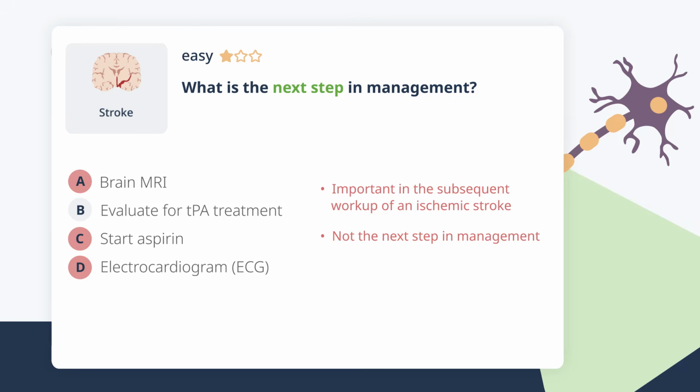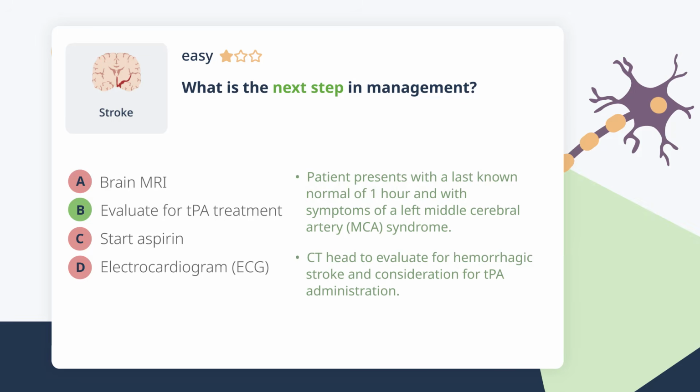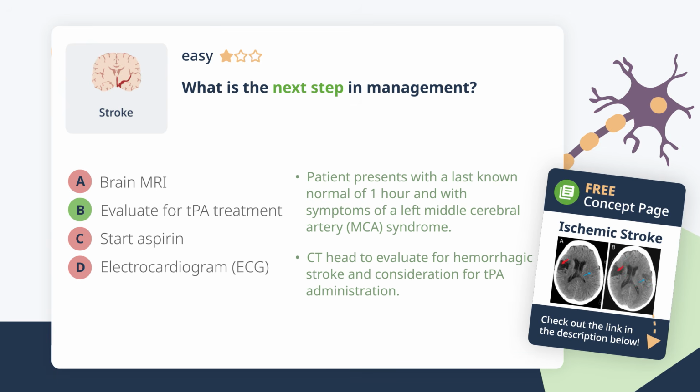Clinically, this patient meets criteria for an ischemic stroke, and so the best intervention and the best next step in management is to evaluate the patient for TPA. The patient presents with a last known normal within 1 hour of symptom onset. His symptoms are consistent with a left MCA syndrome. We need a CT of the head to evaluate for hemorrhagic stroke and rule out a hemorrhagic stroke, and then we would consider and proceed with the intervention with TPA administration.